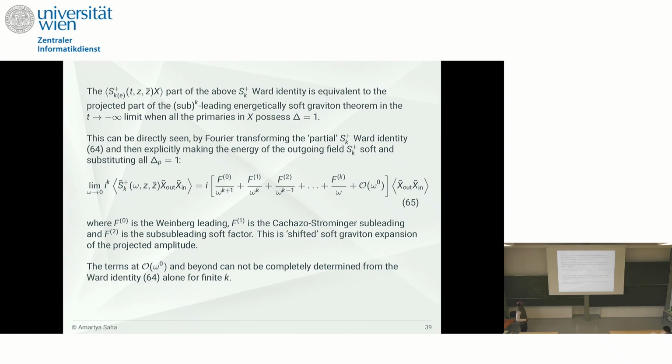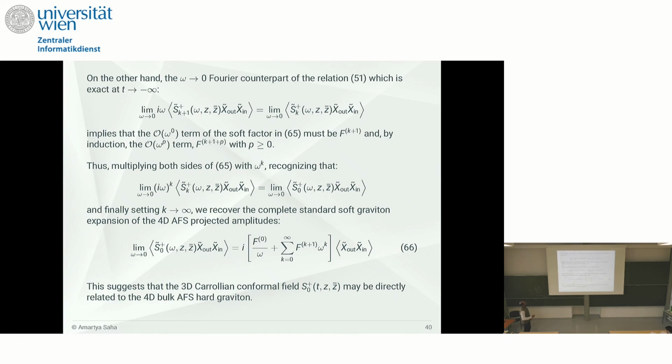Okay, so finally, I would like to say that for the Ward identity of the Sk plus fields, if you take the temporal Fourier transform and impose the explicit soft limit, you get an expansion like this. This looks like a shifted soft graviton expansion. The poles are mismatched. F0 is Weinberg, F1 is subleading, F2 is sub-subleading. And so what to do? But there are also these omega to the power 0 terms that cannot be fixed from the knowledge of this Sk OP alone, but they can be fixed from the knowledge of Sk plus 1 OPs.